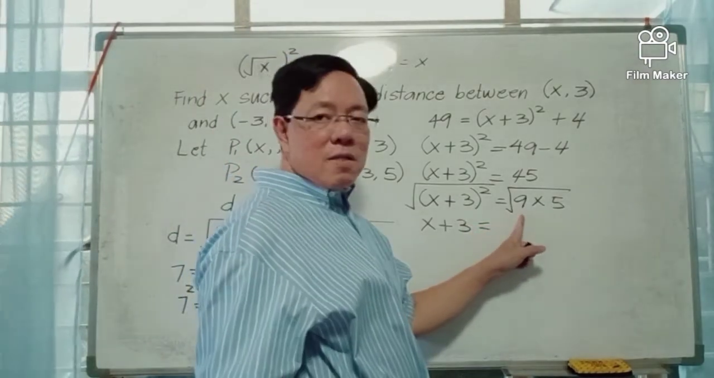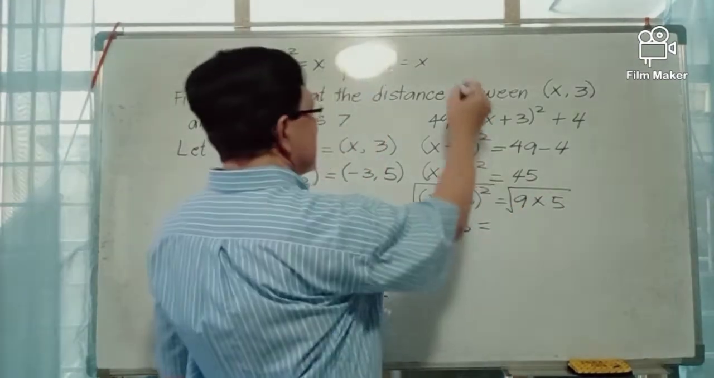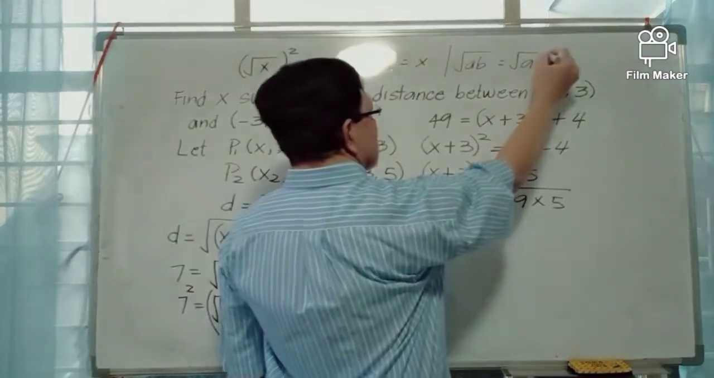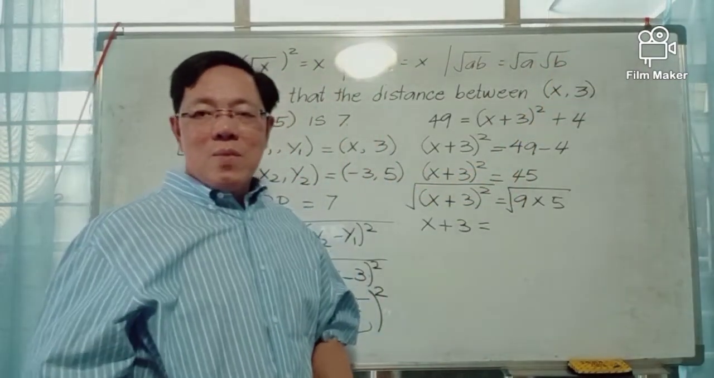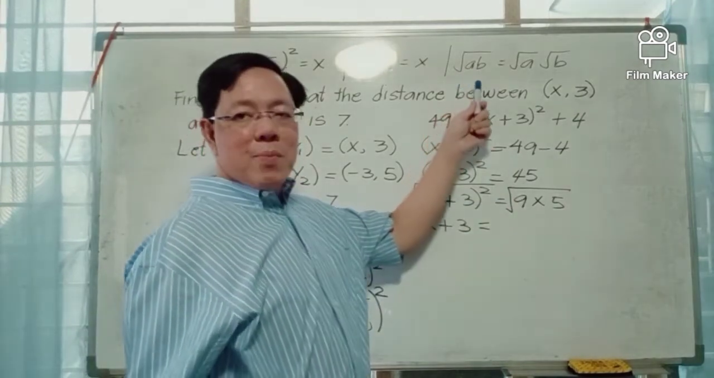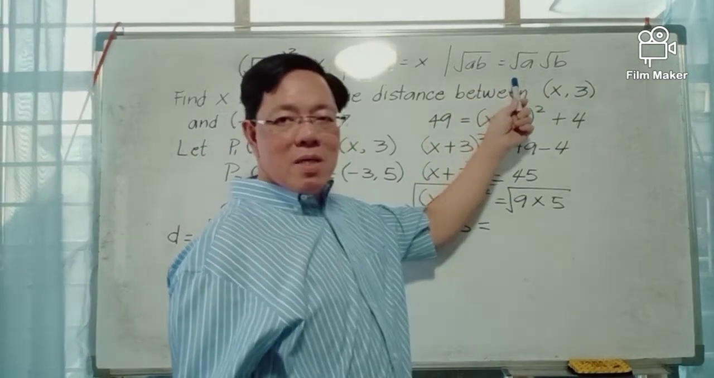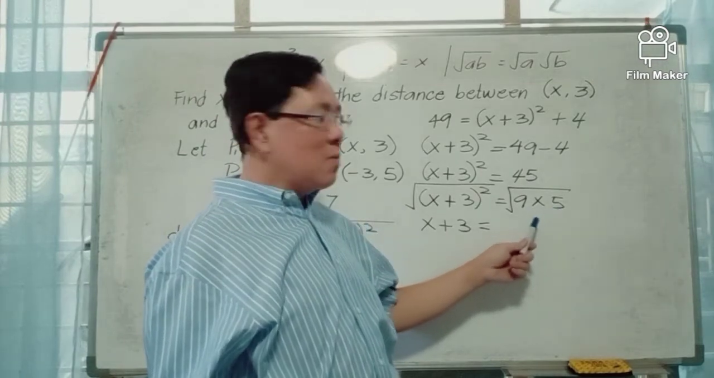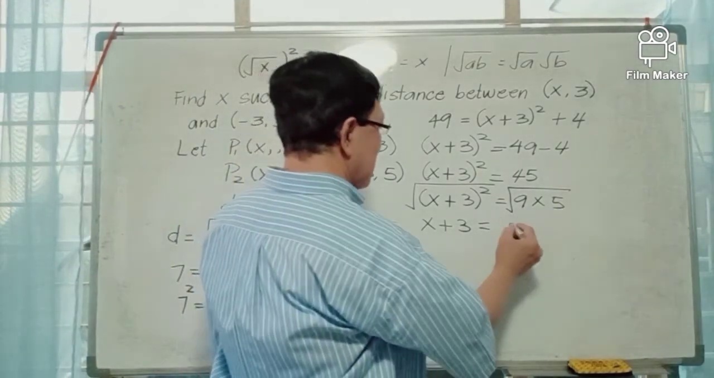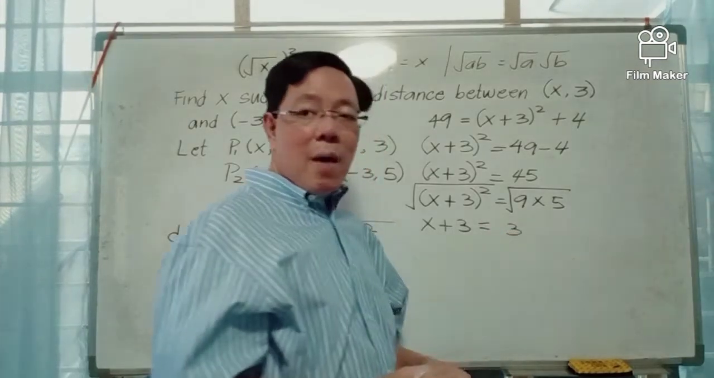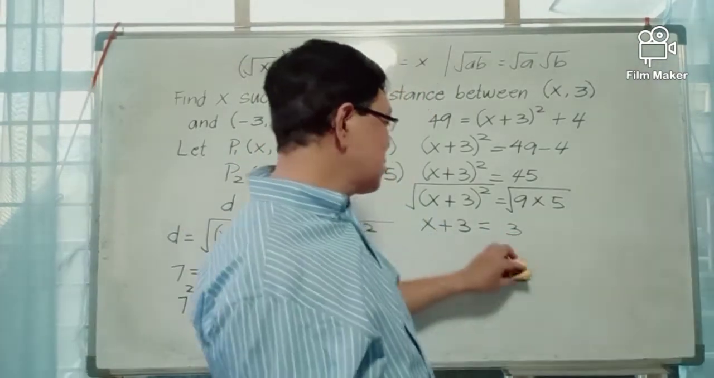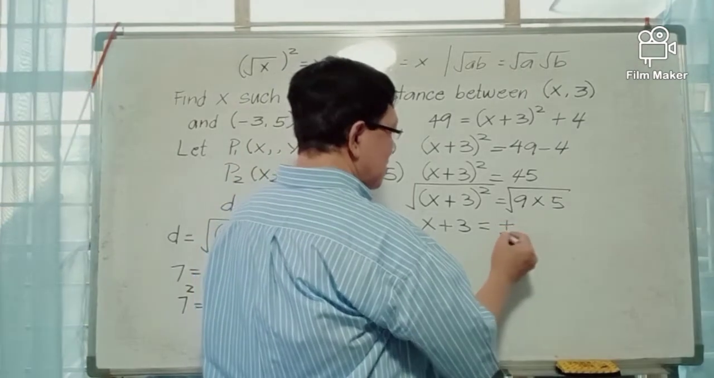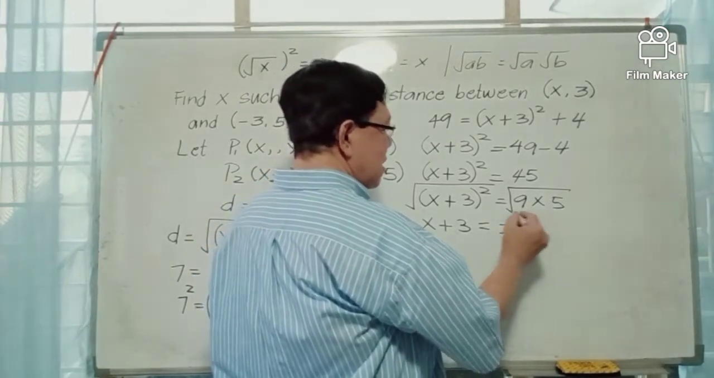And the right side, by property of radical, the root of AB is equal to the root of A times the root of B. One of the properties of radical says the root of the product AB is equal to the product of the root of A and the root of B. So the root of 9 times 5 is equal to the root of 9 times the root of 5. And a positive real number has 2 roots, so we write plus and minus. The root of 9 is 3, times the root of 5.